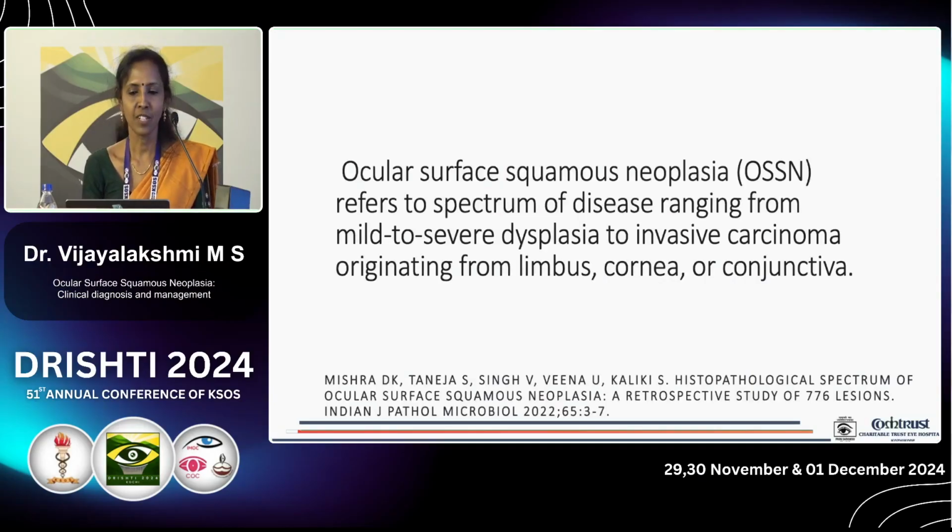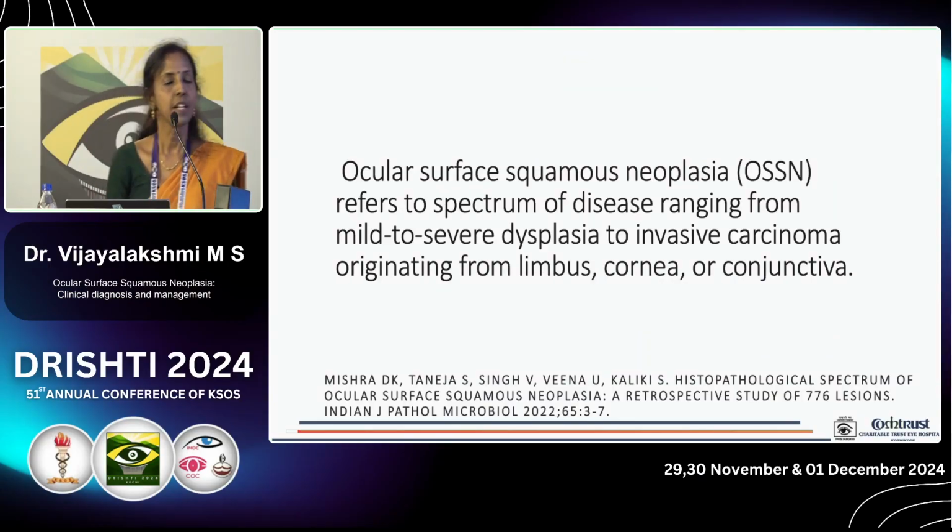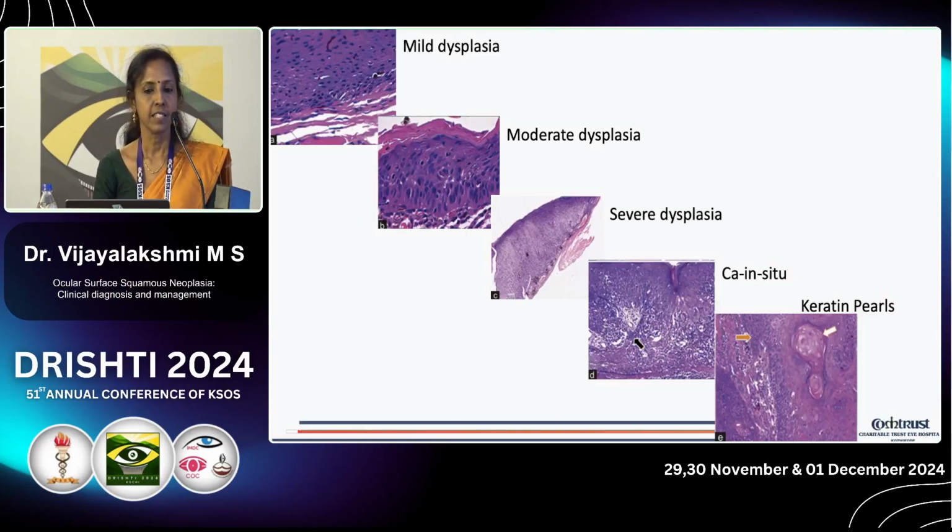As we know, ocular surface squamous neoplasia refers to a spectrum of disease ranging from mild, moderate, severe dysplasia to invasive carcinoma originating from the limbus, cornea, or the conjunctiva. It has this histological picture showing from mild dysplasia to carcinoma in situ and the keratin pearls.